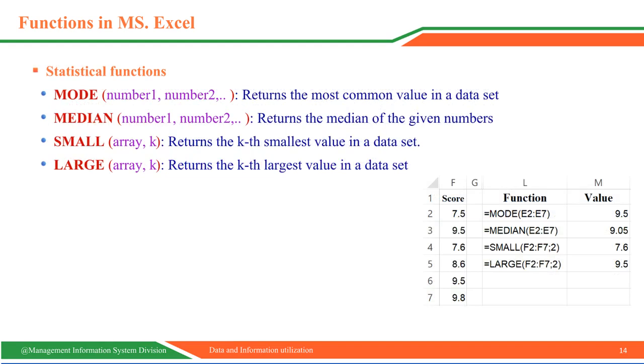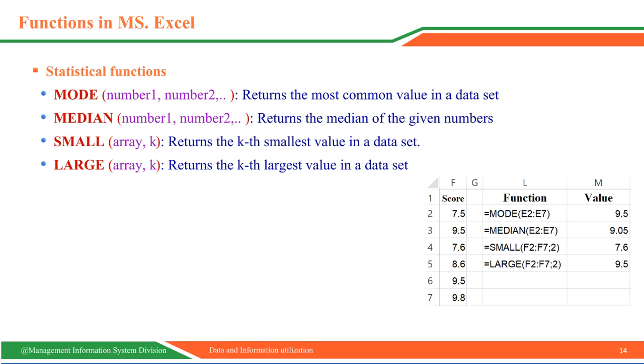Meaning of statistical functions. Mode returns the mode in statistics, the value that appears most frequently. Median returns the median value. Small returns the kth smallest value in an array. Large returns the kth largest value in an array.